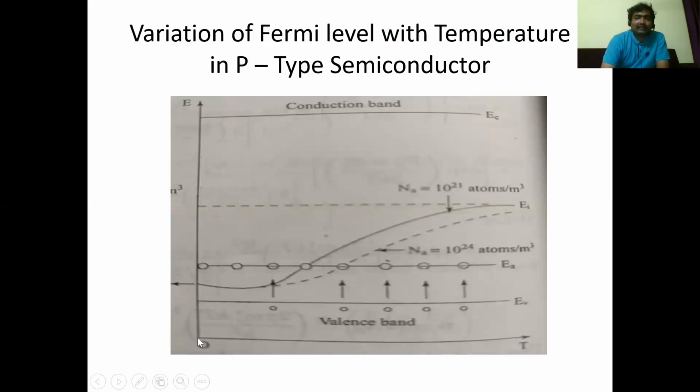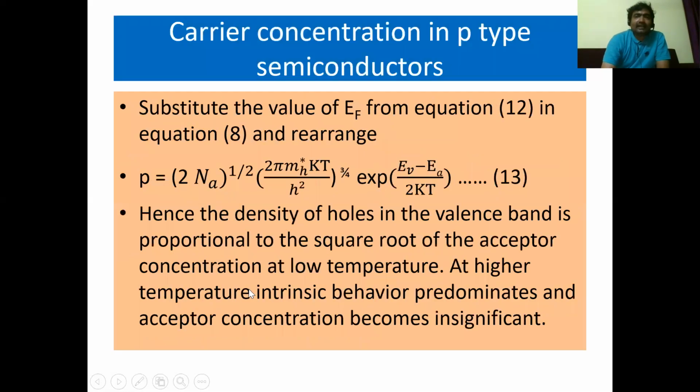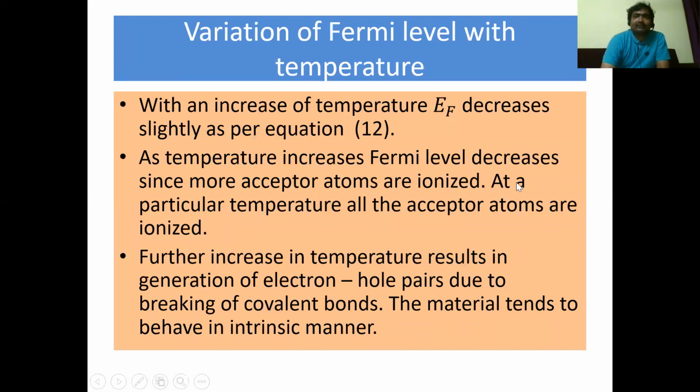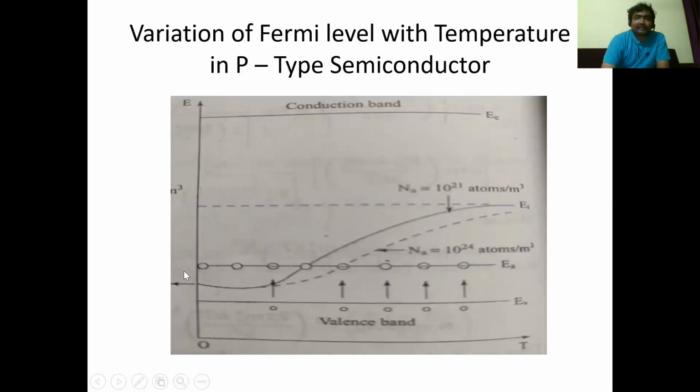You see, at T equal to 0, the Fermi level lies in the middle of EV and EA. As there is a slight increment in temperature, there is a slight decrement in the Fermi level. As temperature increases, the Fermi level decreases since more acceptor ions are ionized. At a particular temperature, all the acceptor atoms are ionized. So here you can see, as temperature continues to increase, all these acceptor atoms got the electrons. Simply all the boron atoms got ionized.